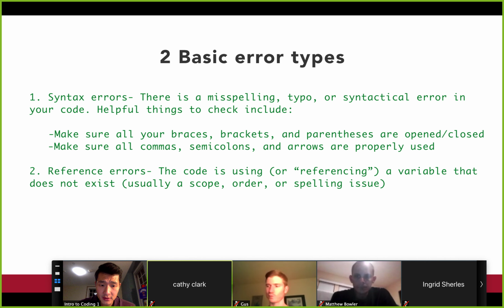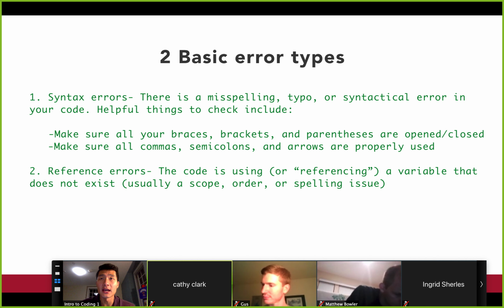The second kind of error that we come across is something called a reference error. This is when the code says, hey, you're trying to use a variable that doesn't exist. Okay, that explanation or that error can be a bit mysterious. There are two main reasons for that error. One is that you're trying to use a variable outside of the proper scope. And we haven't talked about scope yet in this class, nor will we.